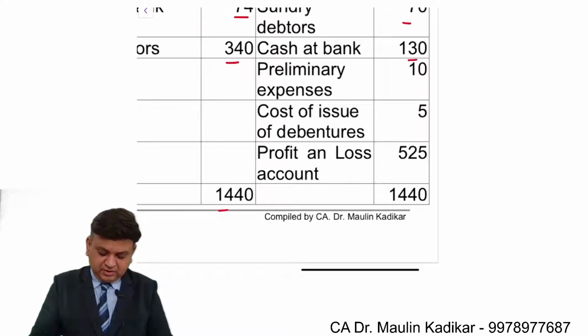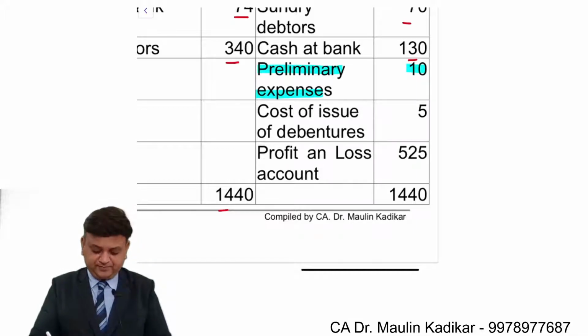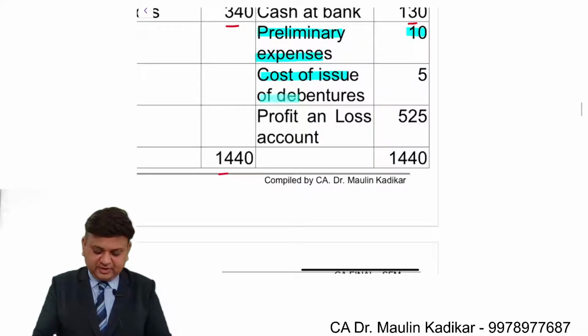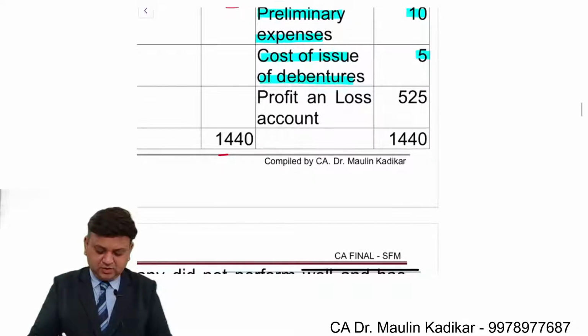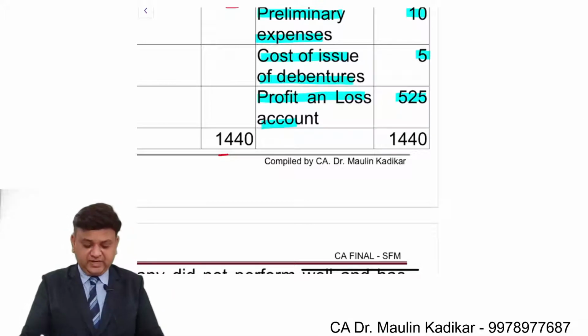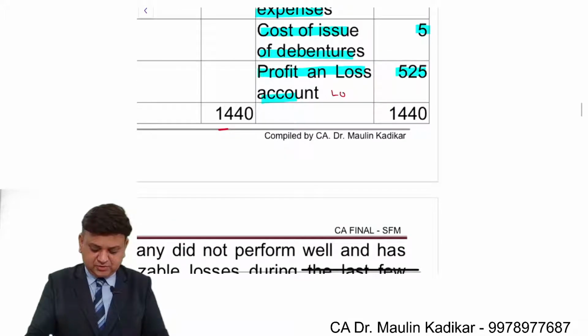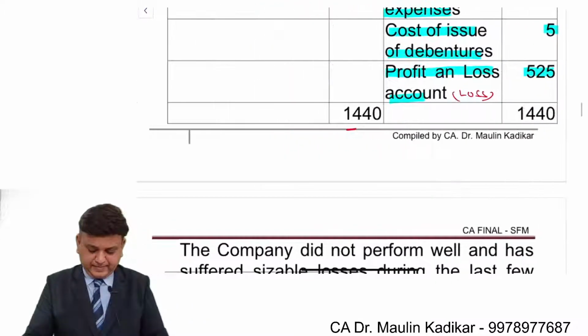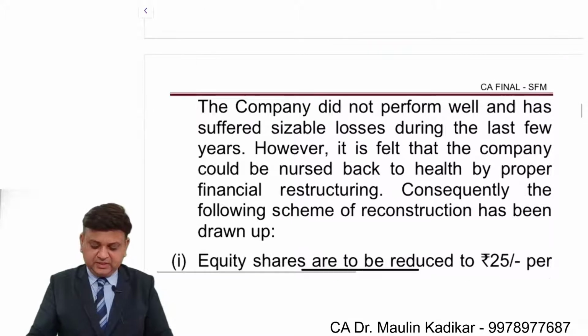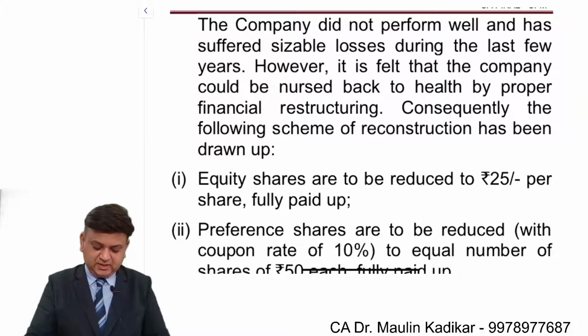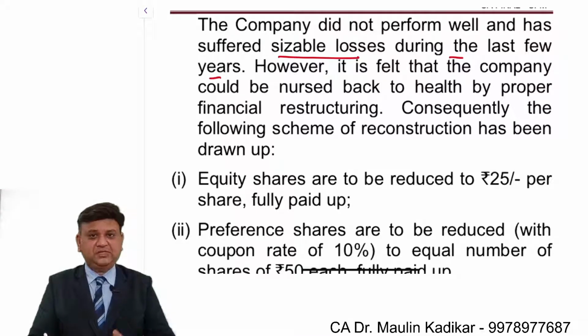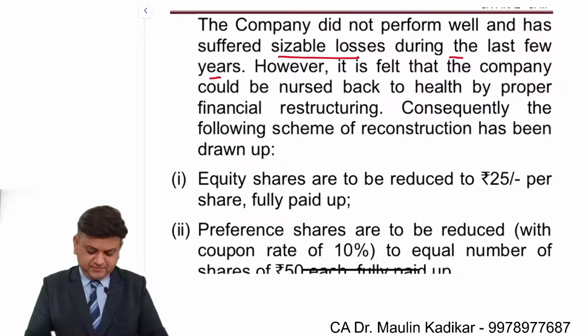Highlight the portion. Preliminary expenses have been given to us, an amount of 10 lakhs. Cost of issue of the debenture is given, 5 lakhs. Profit and loss account is given, 525 lakhs. We understand that the profit and loss account on the debit side is indicating the loss. The company did not perform well and suffered sizable losses during the last few years. Yes, we can see that there is a loss.